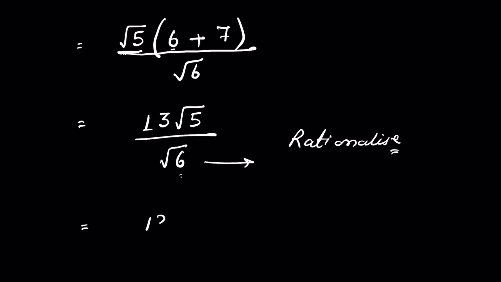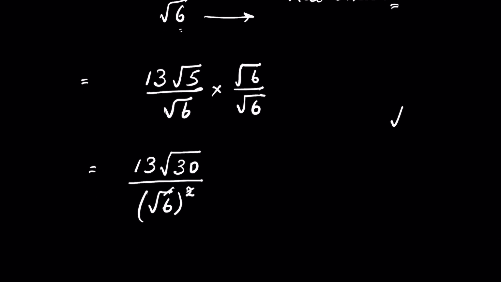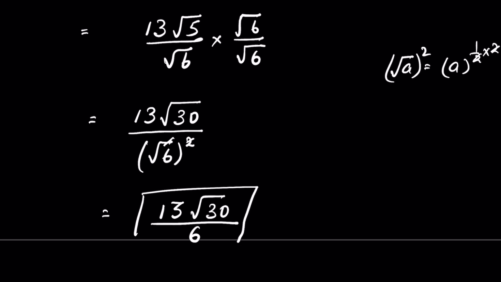So it is 13 times square root of 5 upon square root of 6 times square root of 6 upon square root of 6. In this way we are not changing the original number. Now 6 times 5 under square root will be 30 under square root, and square root of 6 times square root of 6 will be square root of 6 squared. Now we can remove the square root with the square, because square root means it is raised to the power of 1 upon 2. So when it is squared, the exponent is also multiplied by 2. So then 2 and 2 get cancelled. So the answer is 13 times square root of 30 upon 6. So this is one method.